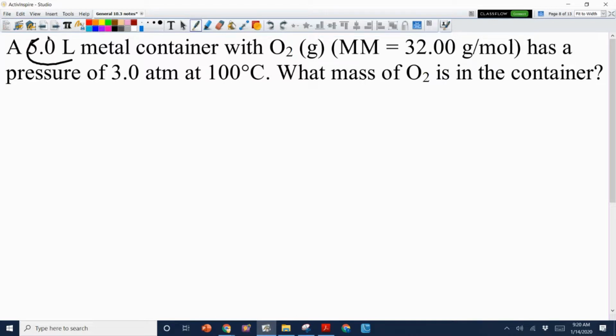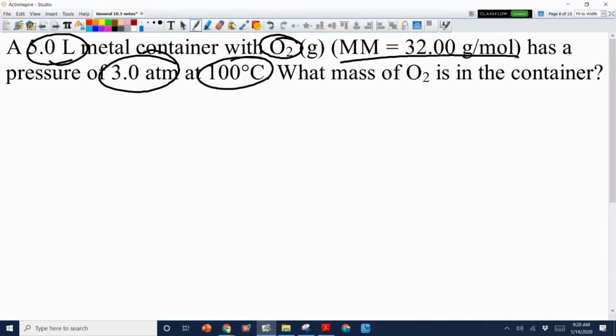All right, and one last problem. We have 5 liters here, 3 atmospheres, 100 degrees Celsius. So here it tells us that it's O2, that's oxygen, and it gives us the molar mass. So that's going to be important. Okay, so I'm going to go ahead and circle that. Even though we're not going to use it in our initial calculation, we will use it because what is the mass? So we have to use the molar mass again.